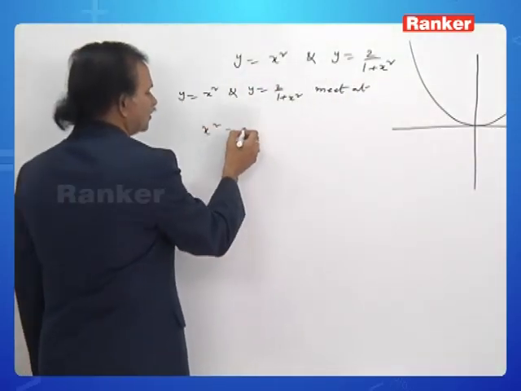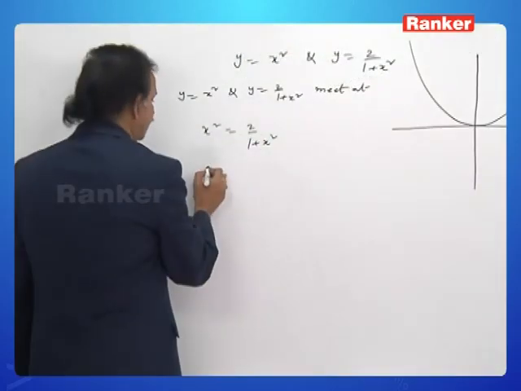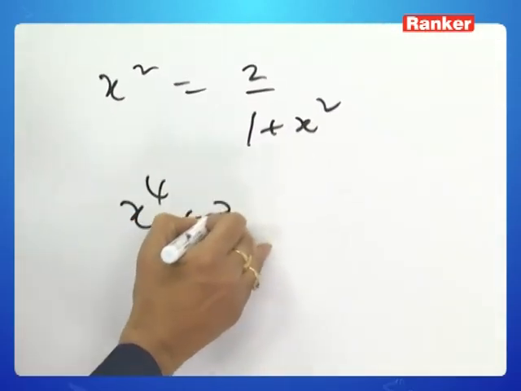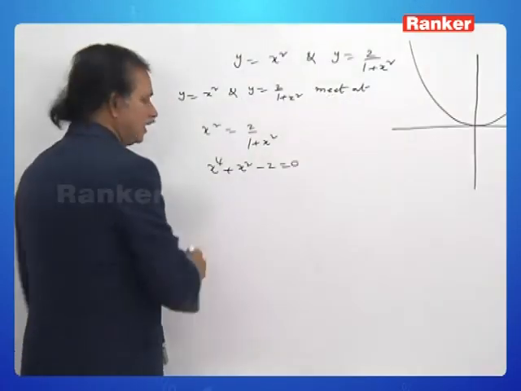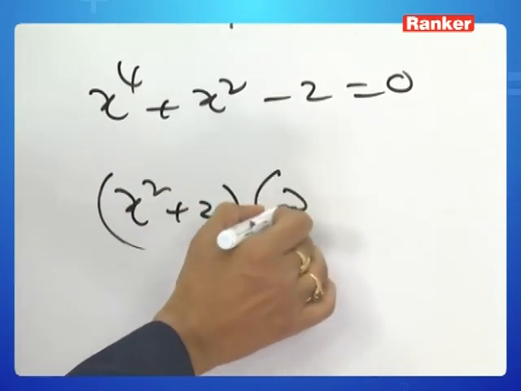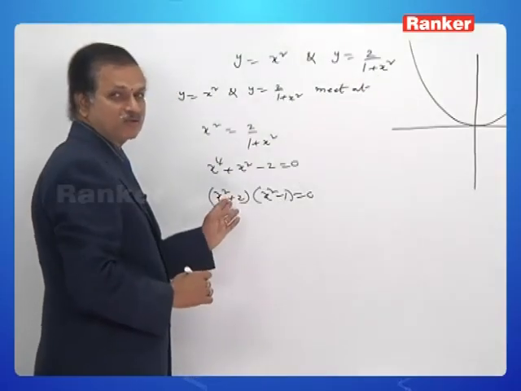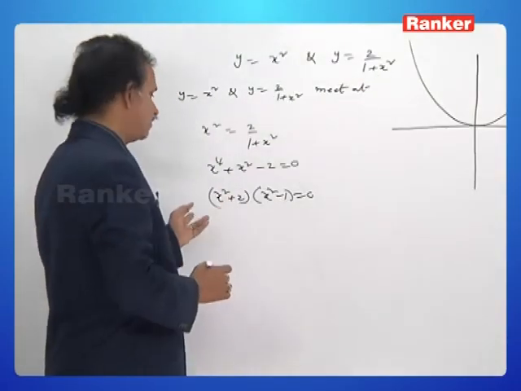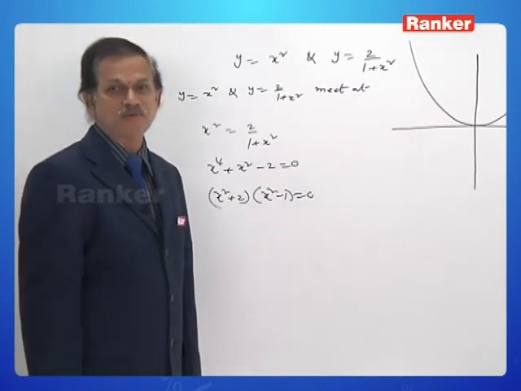x square is equal to 2 by 1 plus x square. Cross multiply. X to the power of 4 plus x square minus 2 is equal to 0. And it can be taken as x square plus 2 into x square minus 1 is equal to 0. But you see, x square plus 2 cannot be 0. Why? Because if at all x square plus 2 is 0, x square becomes negative. For real values it is not possible.